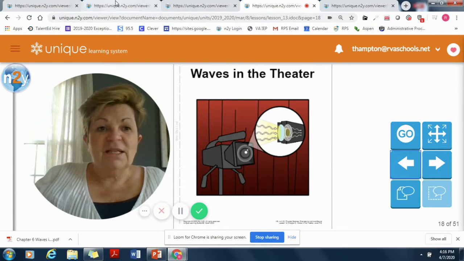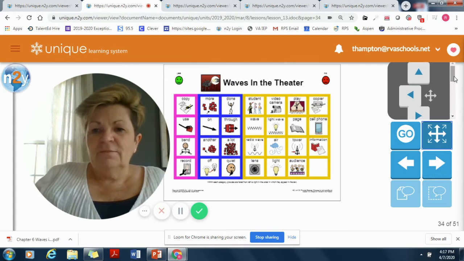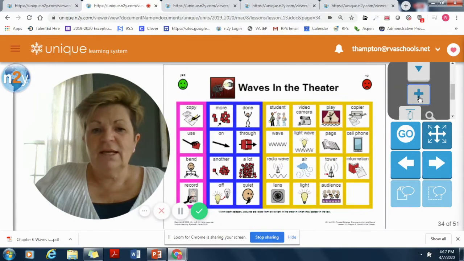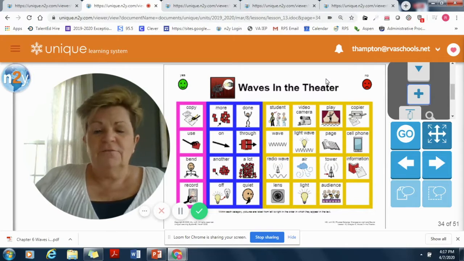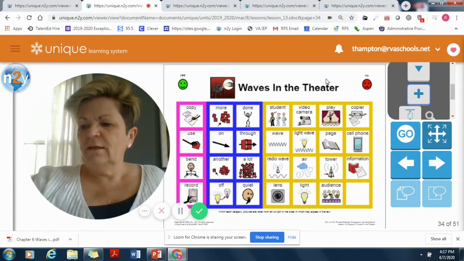All right, so let's go ahead and get our augmentative communication all set up. Make sure that you have your device, or if you just need to use what's on the screen, you're welcome to do that. And this is just a great way for us to go over our vocabulary for our lesson. All right, are we all ready?